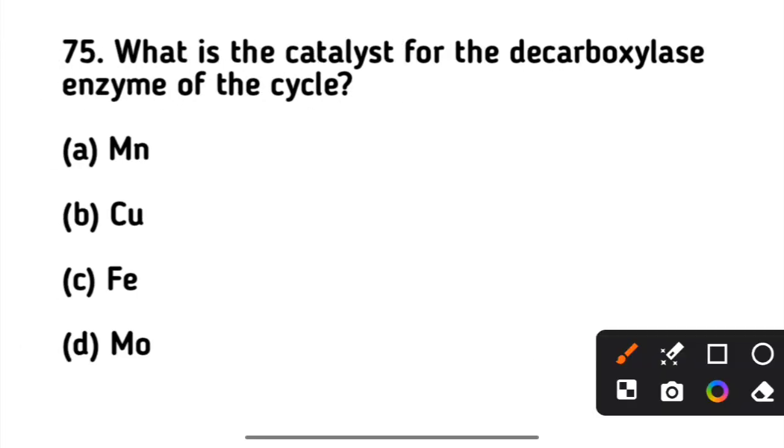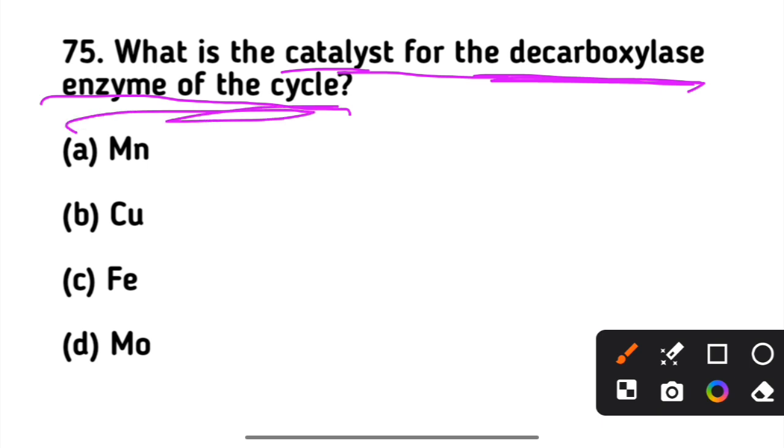Next, what is the catalyst for the decarboxylase enzyme of the cycle? Question 75. What is the catalyst for the decarboxylase enzyme of the cycle? Options: Mn, Cu, Fe, Mo. Option A is correct, manganese.